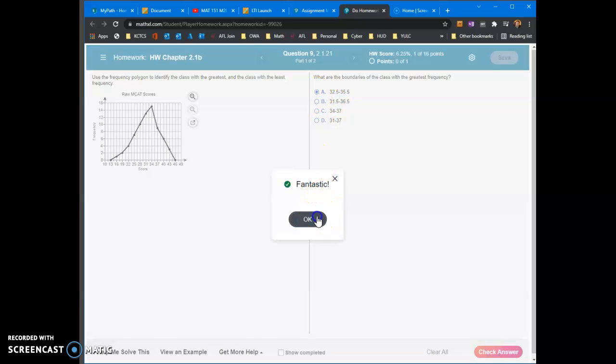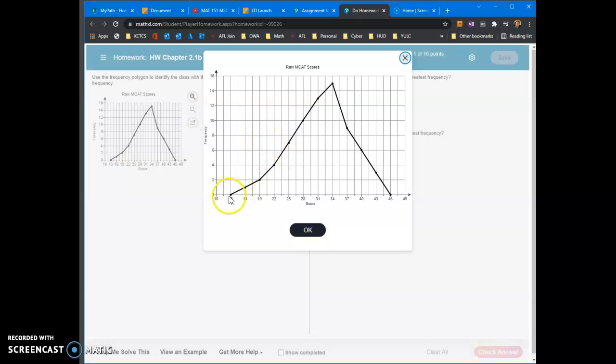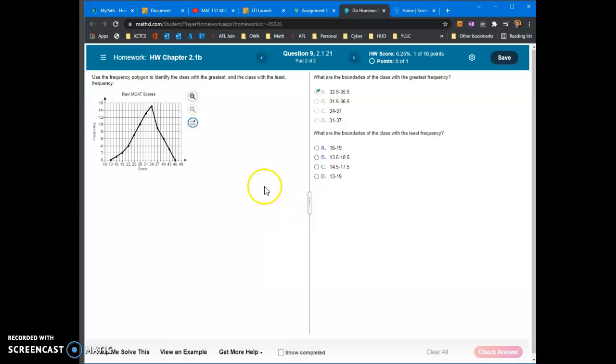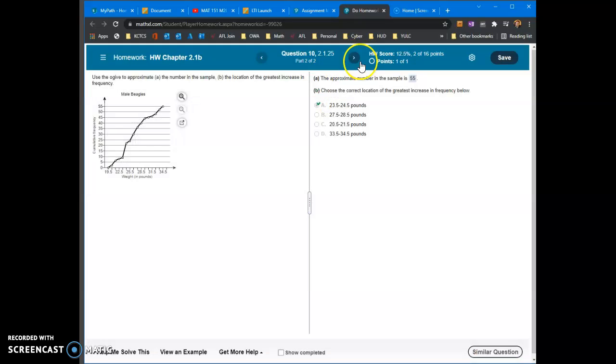Your numbers might be different. And then it says, what are the boundaries with the least frequency? So let's look at that again. Here's the frequency of 0. Actually, these two endpoints are manufactured when you do the graph, so they don't really count. The next one is this one right here. So that's a frequency of 1 with a midpoint of 16, but you've got to go 1.5 in each direction since that's a midpoint. And so that would be right here. All right, so that's question 9.